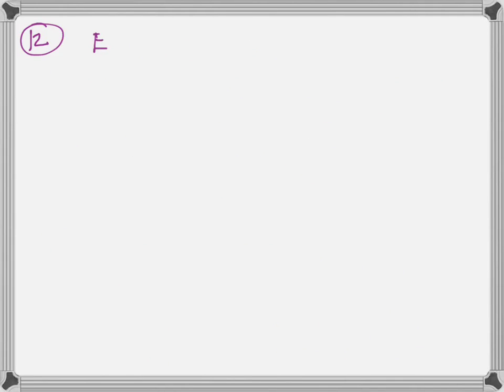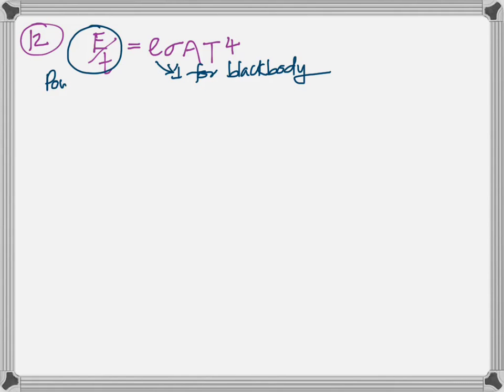With that, you should be able to understand. Number 12. Well, I put it as E by T, which is the same as your Q by T. What is E? It's the black body. Sigma is a constant, 5.67 times 10 to the negative 8. I put the more accurate one, 5.669 times 10 to the negative 8. A is the area.